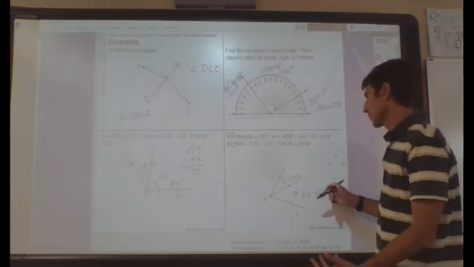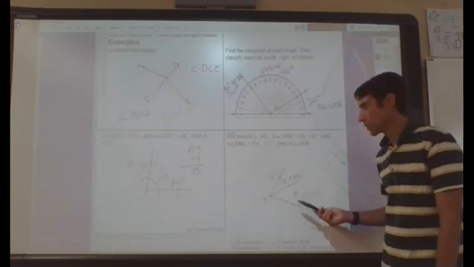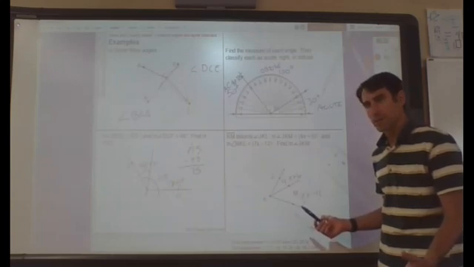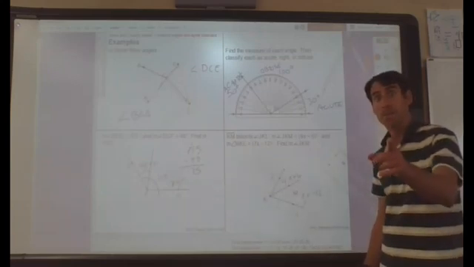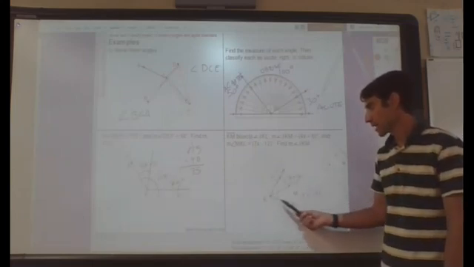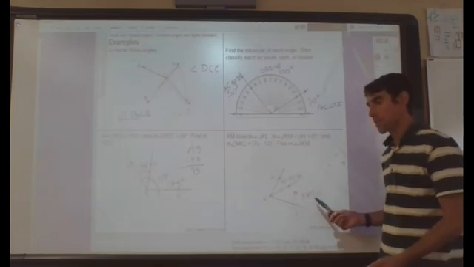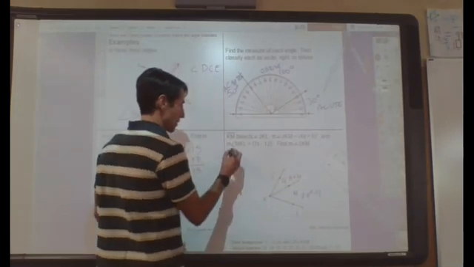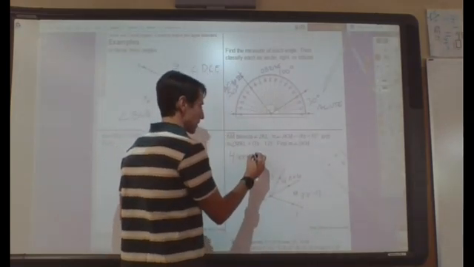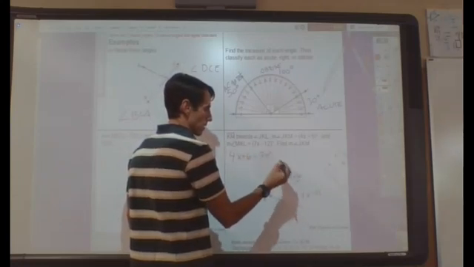minus 12. Find JKM. Well, I know that these 2 angles together would equal the total angle, but I don't know what either of these angles are. But ray KM bisects the angle JKL, which means that 4x plus 6 must equal 7x minus 12. So we have 4x plus 6, and that will equal 7x minus 12.